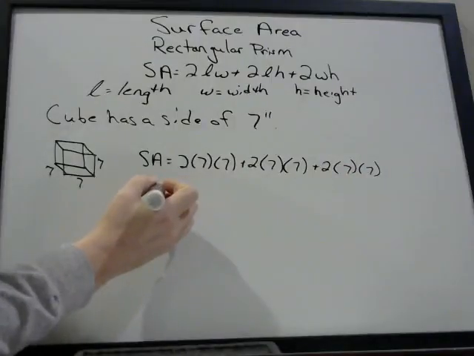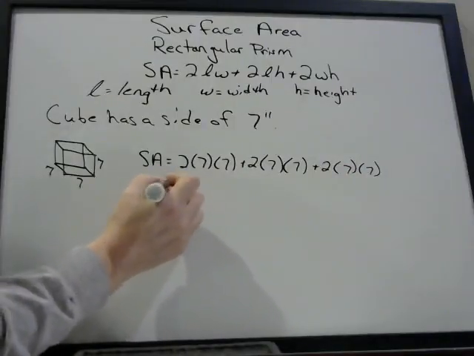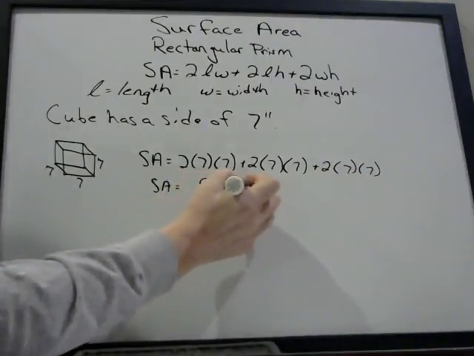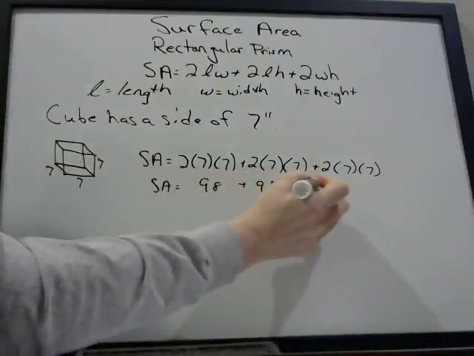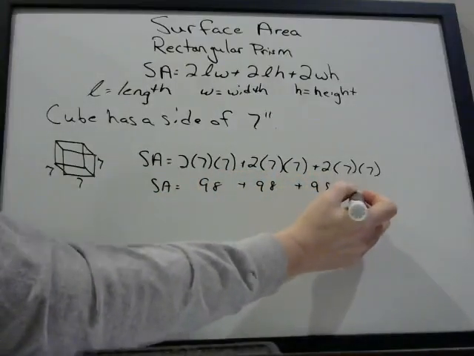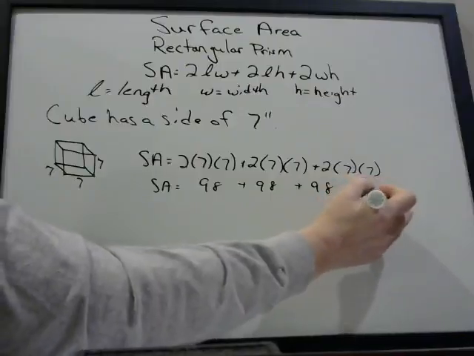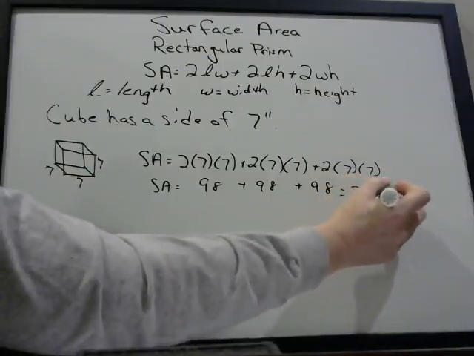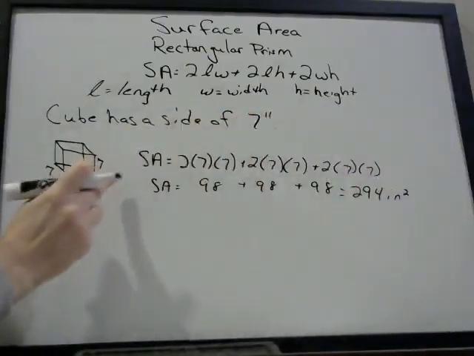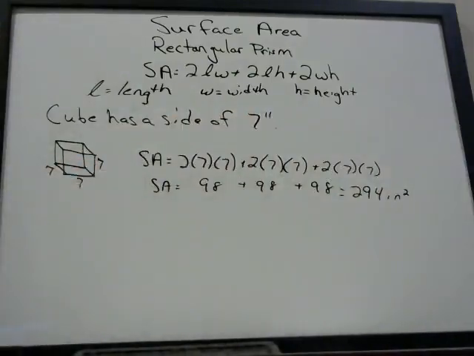If you do all of that, you're going to get, so again, this is going to be 98 plus 98 plus 98 equals 294 inches squared, since this is in inches. So you can always use the formula.